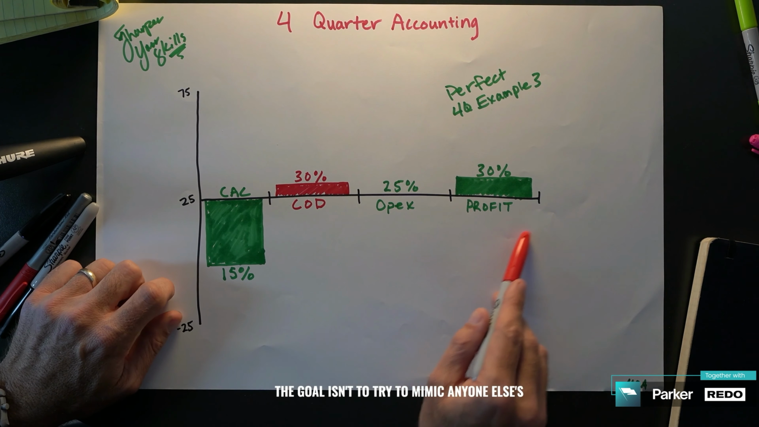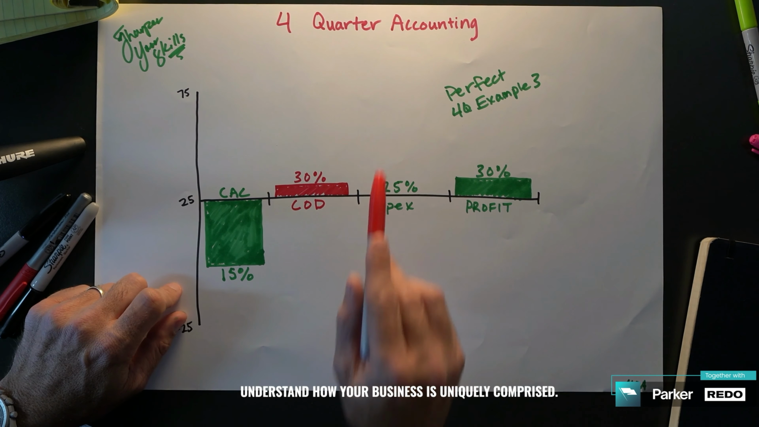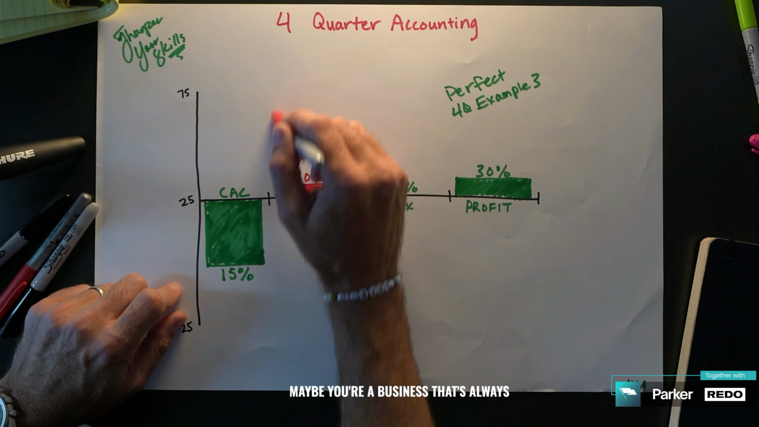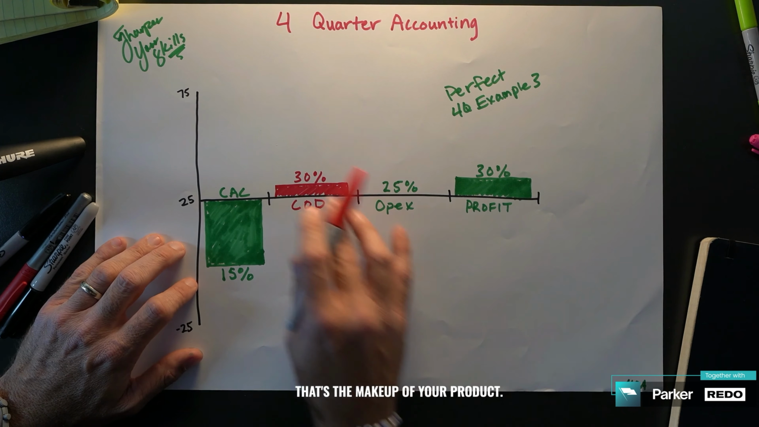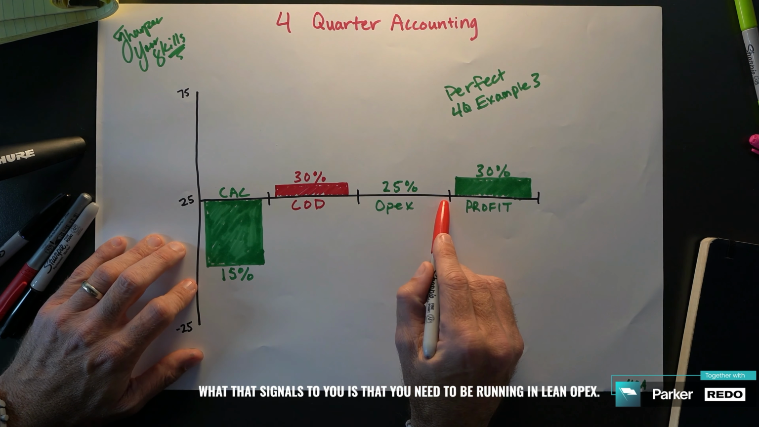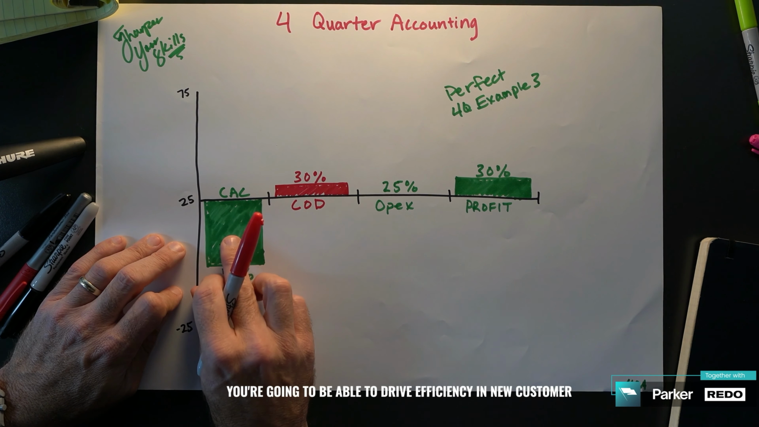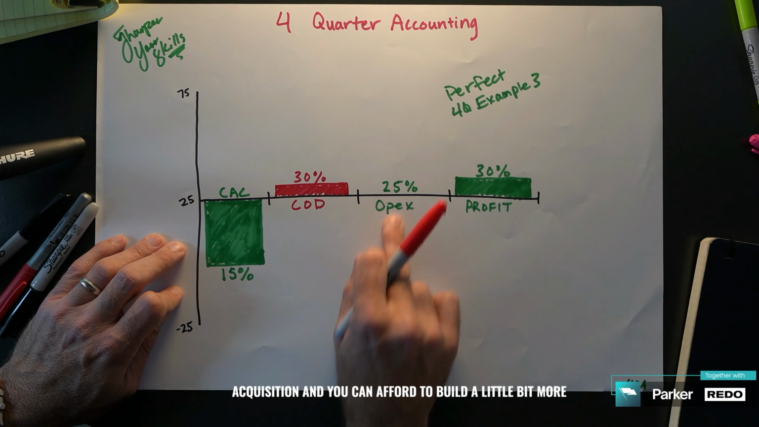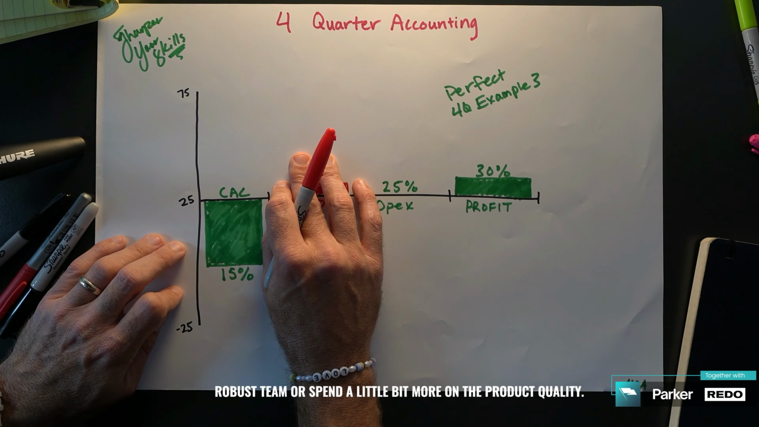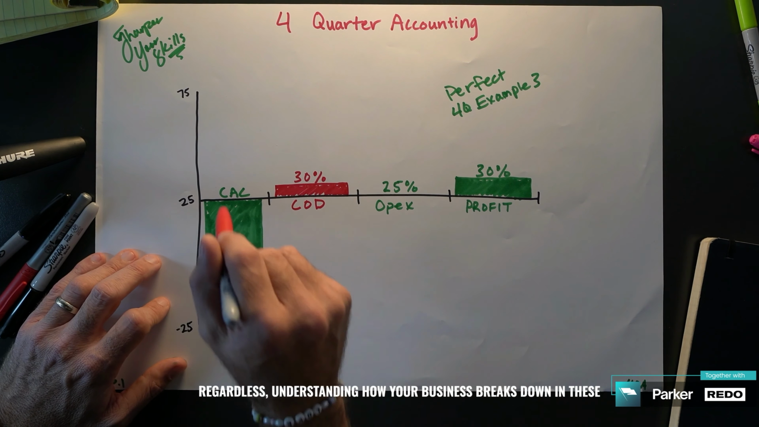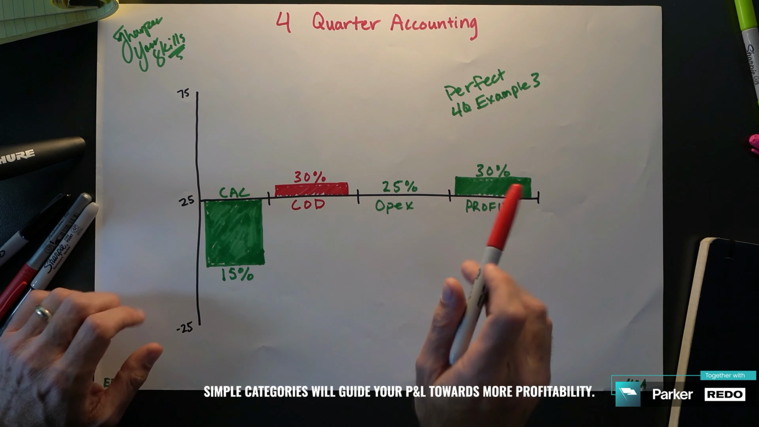The goal isn't to try to mimic anyone else's breakdown of full quarter accounting, but to understand how your business is uniquely comprised. Maybe you're a business that's always going to have high cost of delivery. That's the makeup of your product. What that signals to you is that you need to be running at lean OPEX. Maybe you're a business that has organic audience built in and you're going to be able to drive efficiency in new customer acquisition, and you can afford to build a little bit more robust team or spend a little bit more on the product quality. Regardless, understanding how your business breaks down in these simple categories will guide your P&L towards more profitability.